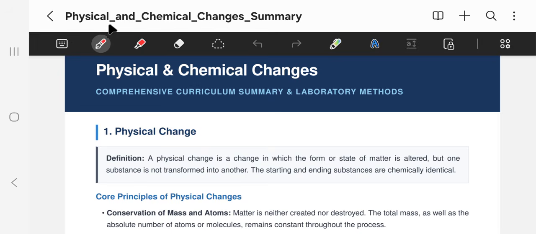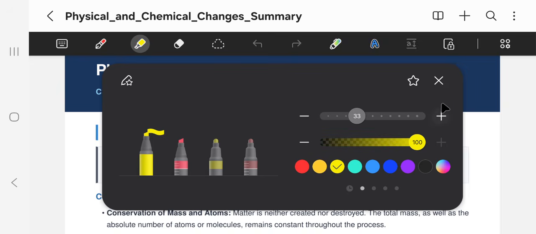In this video we'll be looking at physical and chemical changes, starting with physical change. Physical change, by definition, is a change in which the form or state of matter is altered. So in a physical change, we change the form or state of matter, but one substance is not transformed into another. The starting and ending substances are chemically identical, they do not change. That's what physical change is.